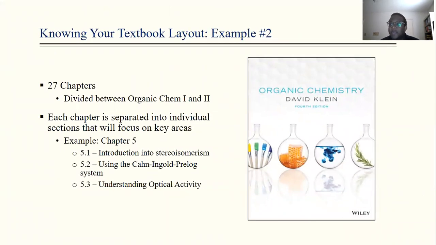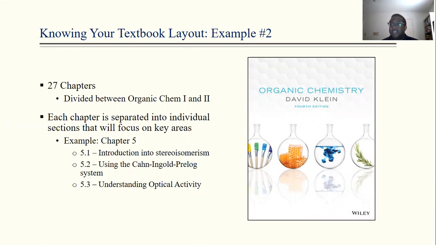The next example, we will take a look at the assigned textbook for Organic Chemistry 1 and 2. The layout of this textbook closely resembles that of the biology textbook. It will also help you to know that most STEM textbooks have very similar layouts. The Organic Chemistry textbook holds 27 chapters that are divided between 2 separate semesters, Organic Chemistry 1 and Organic Chemistry 2.